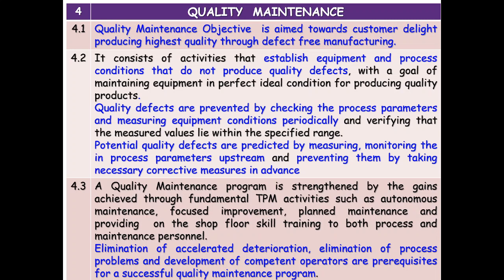in advance. A quality maintenance program is strengthened by the gains achieved through fundamental TPM activities such as autonomous maintenance, focus improvement, planned maintenance, and providing shop floor skill training to both process and maintenance personnel. Elimination of accelerated deterioration, elimination of process problems, and development of competent operators are prerequisites for the successful quality maintenance program.